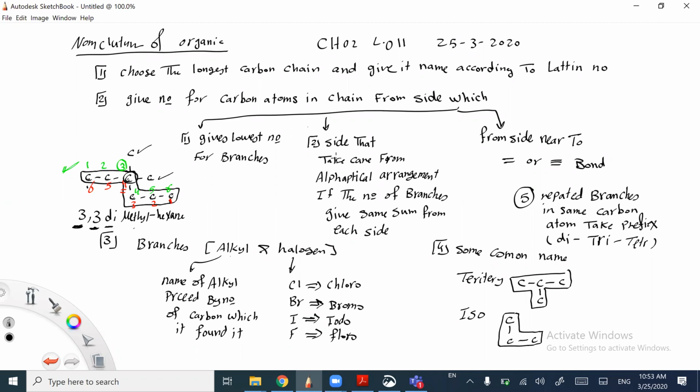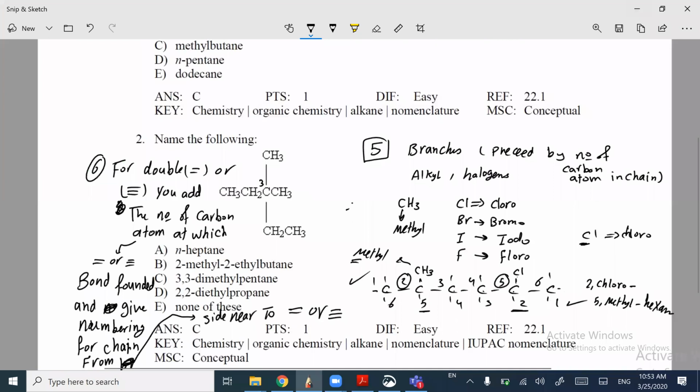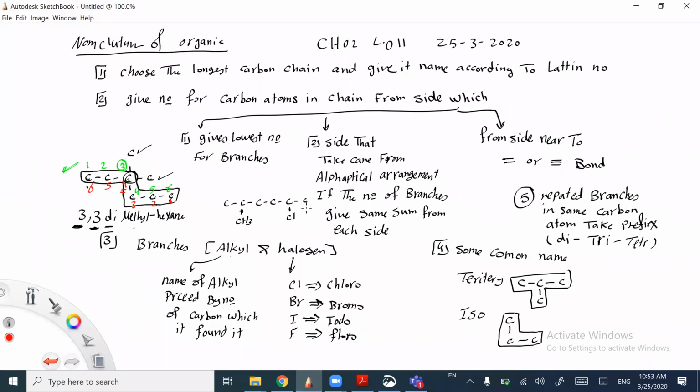Give the number from the side that takes care of the alphabetical arrangement. If we have 1, 2, 3, 4, 5, 6, we find the chlorine atom on this side and the methyl from this side. Numbering from this side, 1, 2, 3, 4, 5, 6, we find the branches on carbon 2 and 5. 2 plus 5 gives us 7.